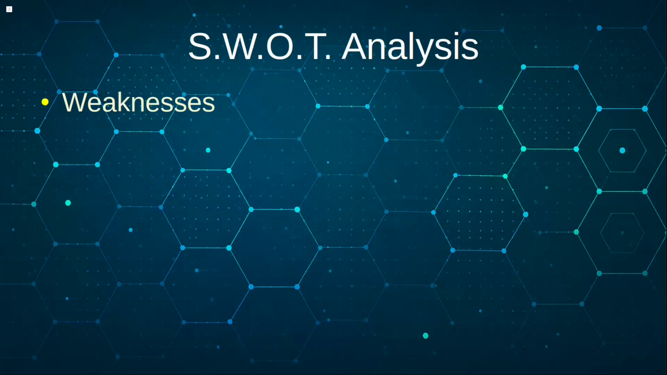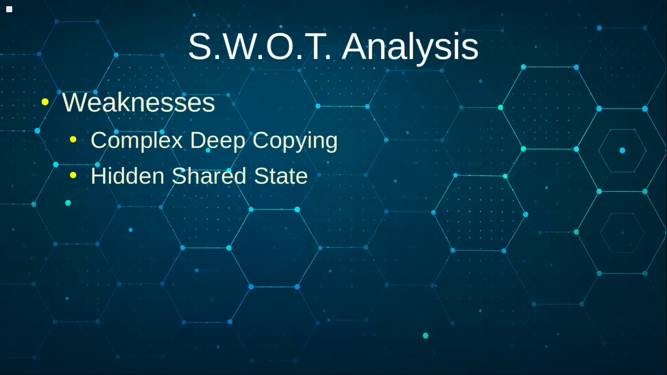W. Weakness. Complex deep copying. Nested object references complicate implementing correct deep cloning behavior. Hidden shared state. Shallow copies may unintentionally share mutable data between cloned objects. Clone maintenance overhead. Every class requires careful cloning logic as attributes evolve over time.